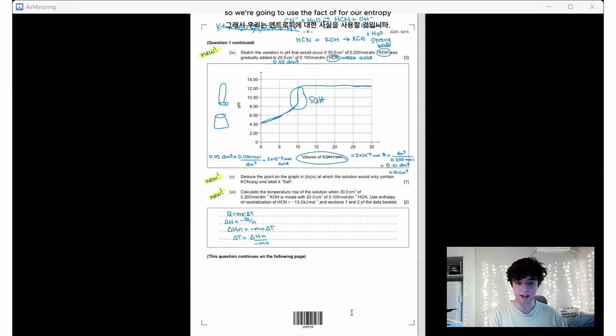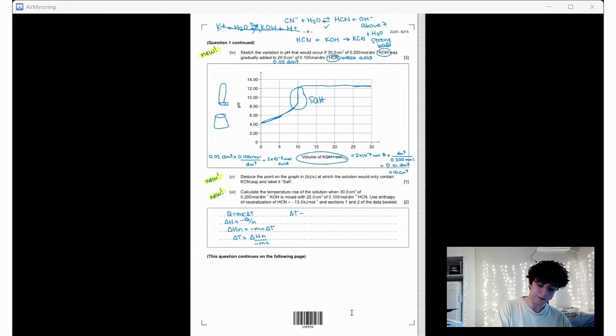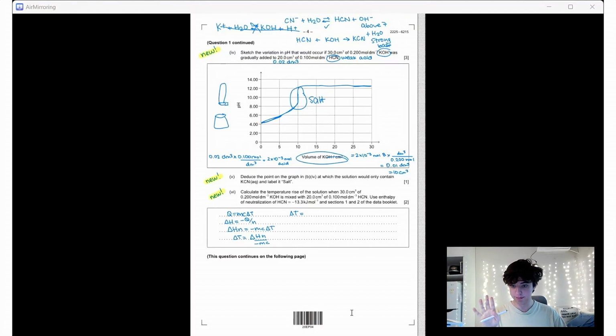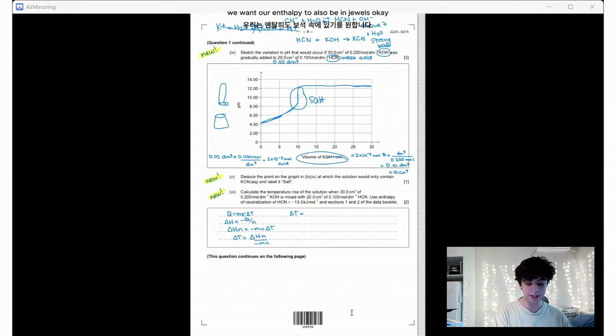For our enthalpy, it is given to us as negative 13.3 kilojoules per mole. However, our data booklet gives the specific heat, C, of water as 4.18 joules gram to the negative first, Kelvin to the negative first. Since that's in joules, we want our enthalpy to also be in joules, so we move the decimal point three places over. That gives us negative 13,300 joules mole to the negative first.